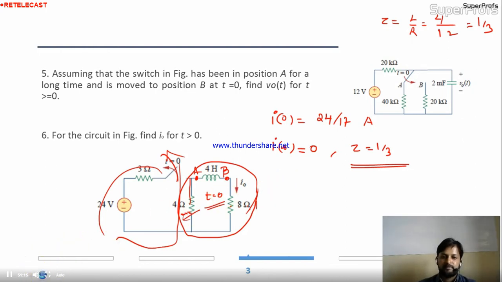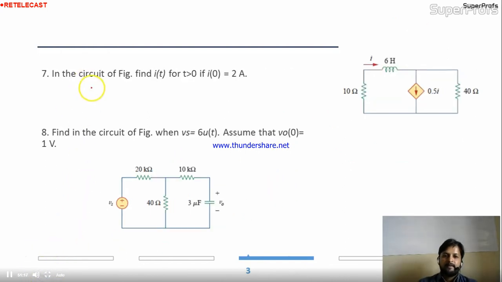Okay, come to the next one now. In the circuit shown in the figure, find i(t) for t greater than 0. I naught equal to 2 is given over here. Here I can apply the Laplace domain. It will be very easy to find this by Laplace. So I'll apply the Laplace.